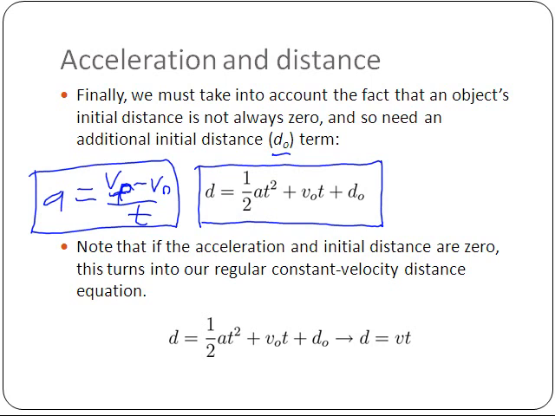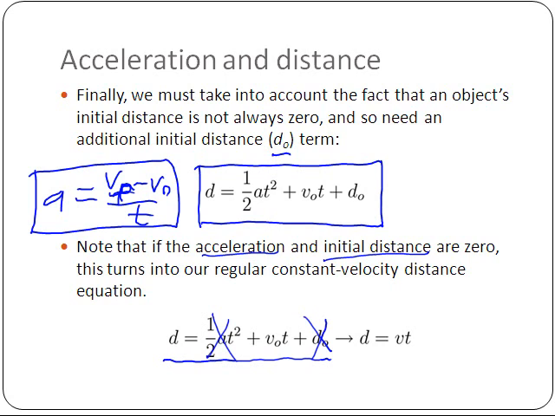So note if the acceleration and the initial distance are 0, this turns into our regular constant velocity distance equation. So we get d is equal to 1/2 at squared plus v naught t plus d naught. But if our original distance is 0, that's gone. Sorry, that's not right. I didn't mean to say that one. Correction, we didn't say the original velocity was 0. We said the initial distance is 0 and the acceleration is 0. If the acceleration is 0, this term goes away. And so we get distance is equal to v naught t.